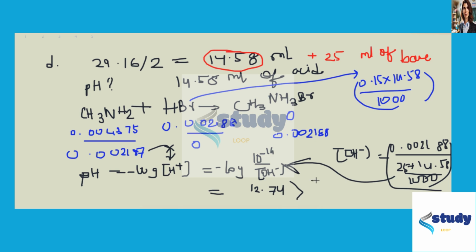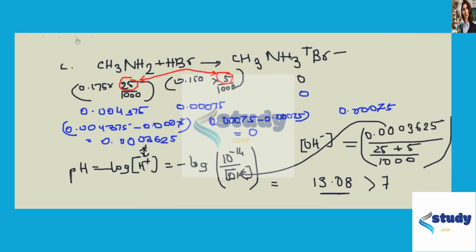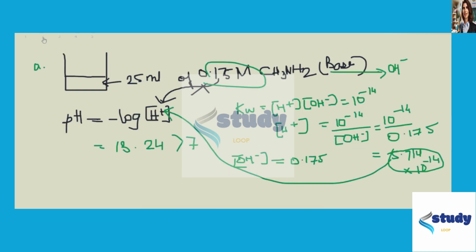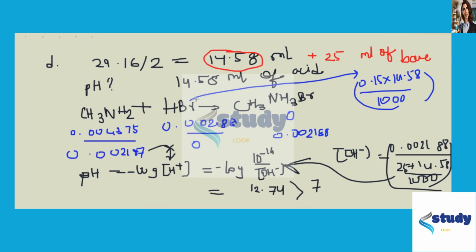So yes, the pH being greater than 7 makes sense, but it's more acidic than our part C because in part C you only added 5 milliliters of acid, and it's also more acidic than part A because in that case no acid was added. So logically all of this makes sense up until now.